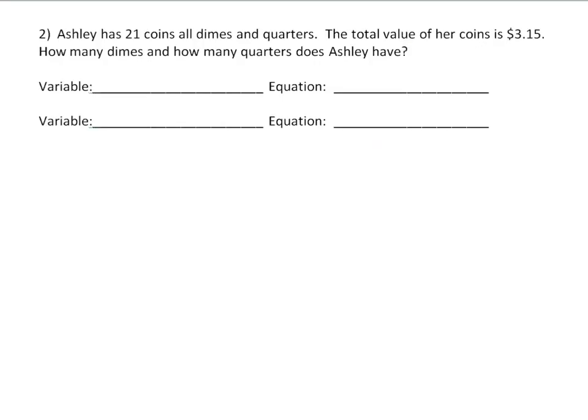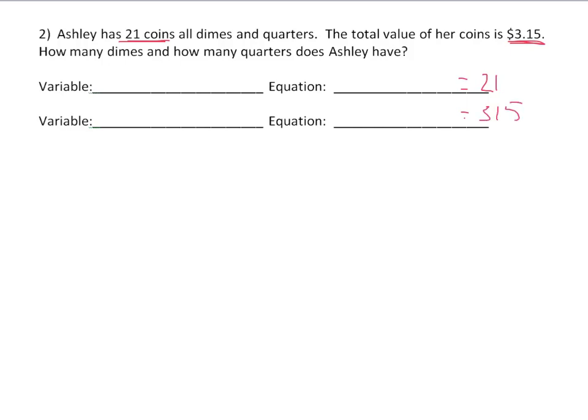Okay. Now, next example says Ashley has 21 coins, all dimes and quarters. The total value of her coins is $3.15. How many dimes and how many quarters does Ashley have? Okay, so again, what we're looking for are totals. We know that she has 21 total coins. And again, we have a monetary total of $3.15. So we're going to use those two totals to write our two equations. Equals 21 and equals 3.15.